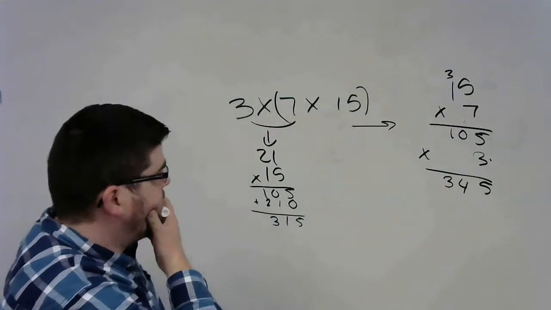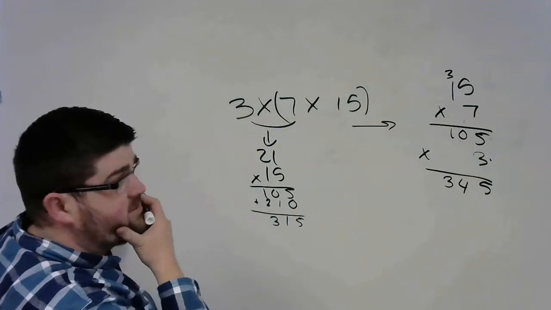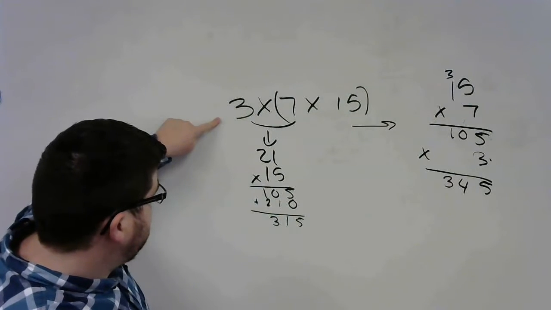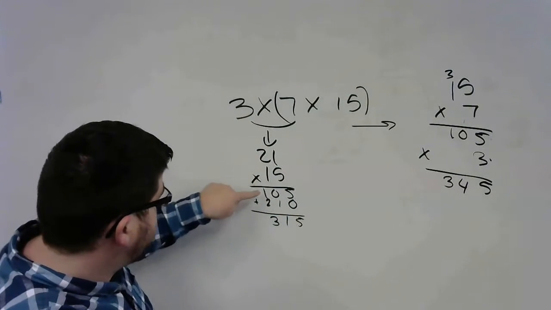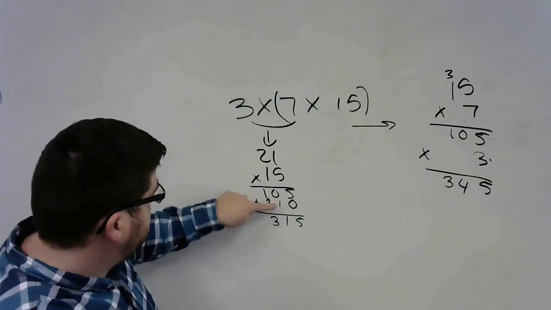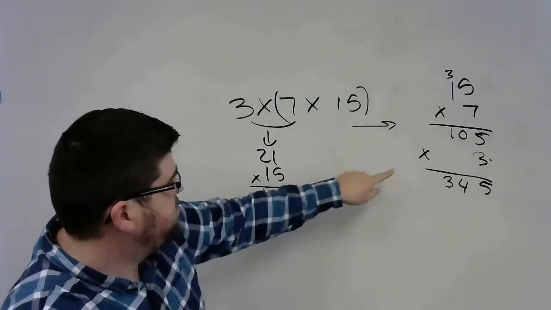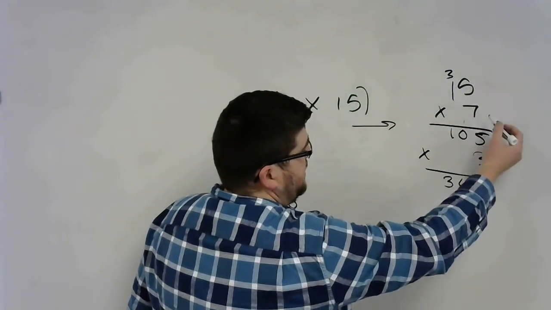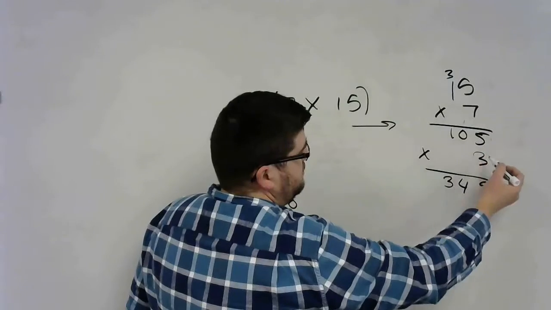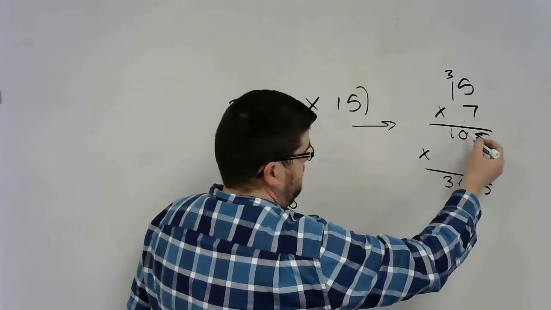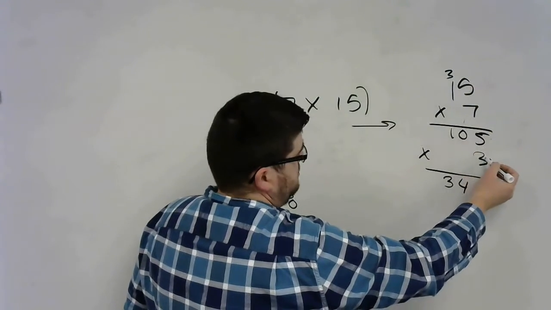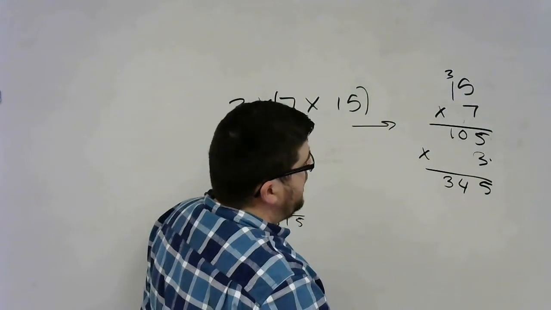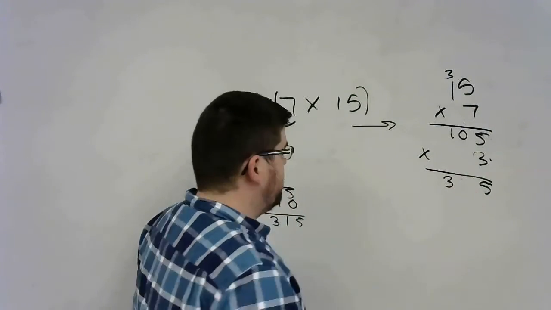345. Uh-oh, that's a problem. I got two different answers. All right, where's my mistake? So 21. And then 5, 10, 1 times 1, 1 times 2. Okay, it must be this one. 15 times 7, 5 times 7 is 35, 10, 5, the 1. Right here. Bingo, that's my mistake.